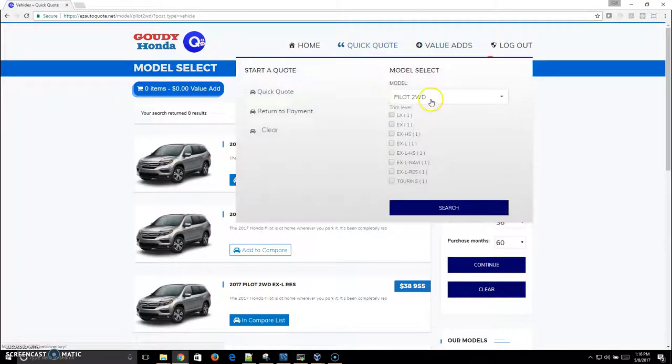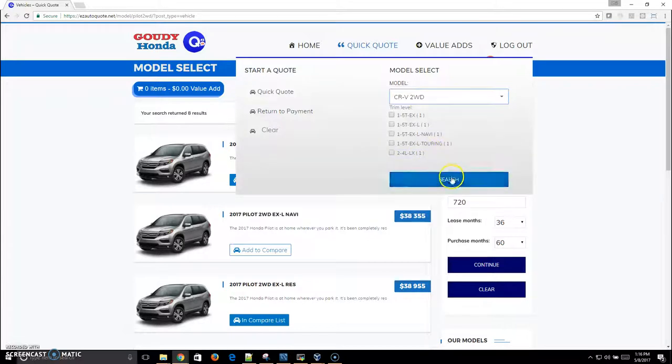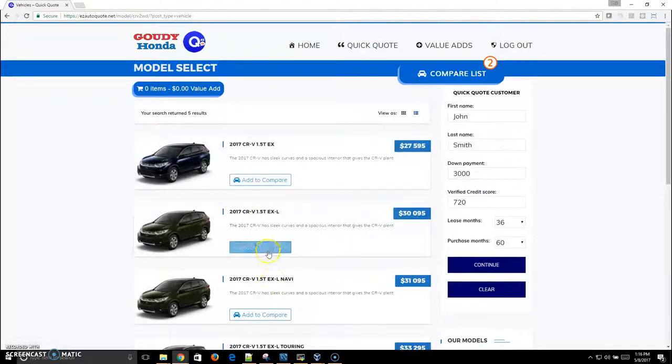And then we're going to look at the CRV two-wheel drive. And we're going to select this vehicle here. So at this point, we have all the information we need. We click continue. And now we're going to get all the payment information for John Smith based on his credit rating.